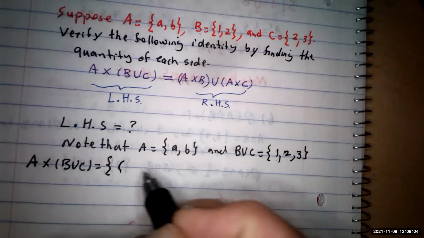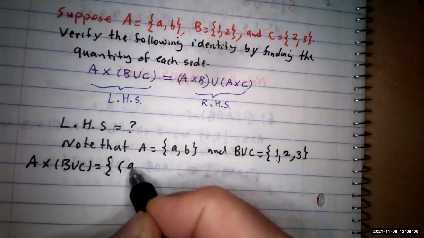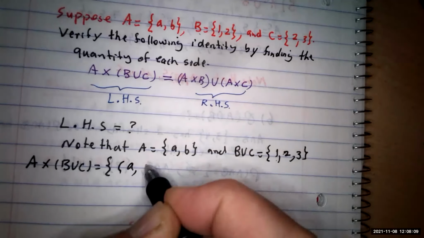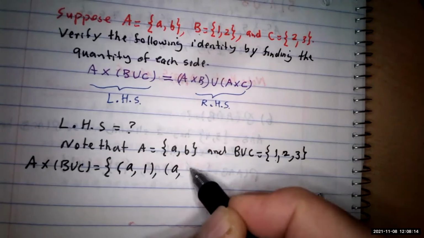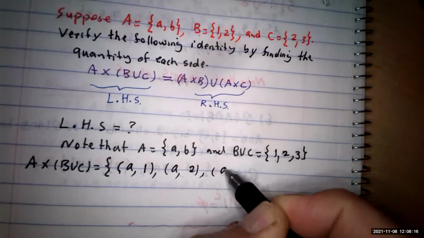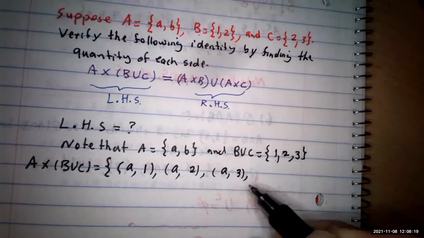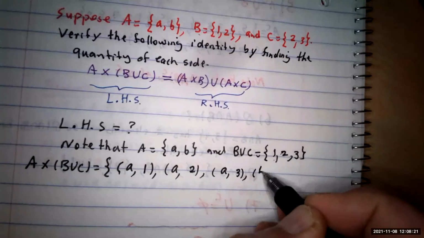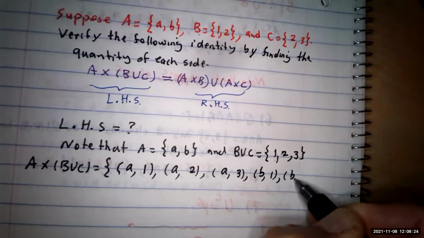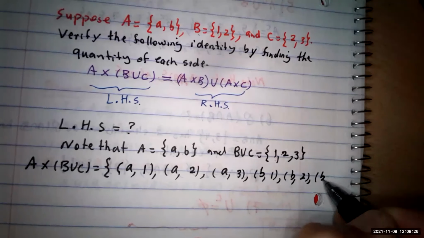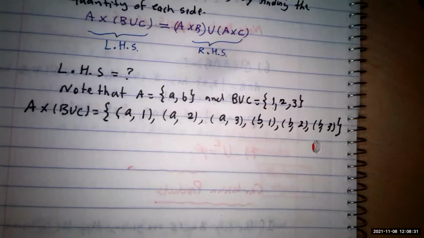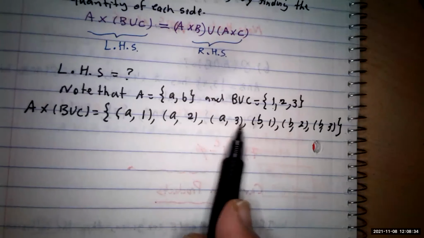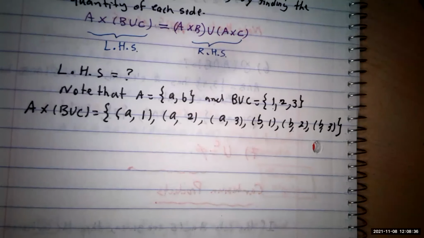So it's going to be equal to, they are ordered pairs, remember, (a, 1), that's one ordered pair. Then it's going to be (a, 2). Then we get (a, 3). We are done with the A's. Then we go with the B. It's going to be (b, 1), (b, 2), and (b, 3). Those are the members of A cross B union C: 1, 2, 3, 4, 5, 6. Any question? So that's the left-hand side.